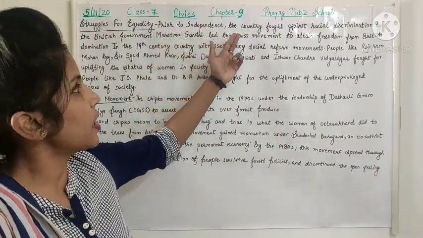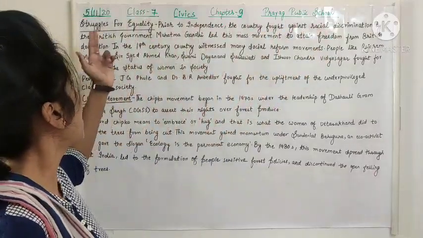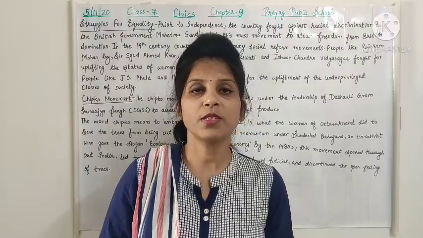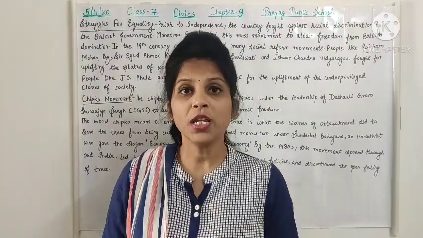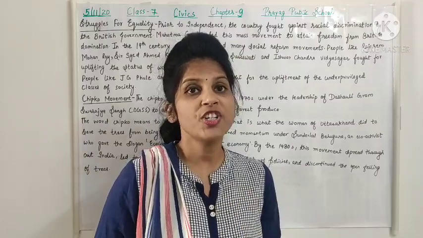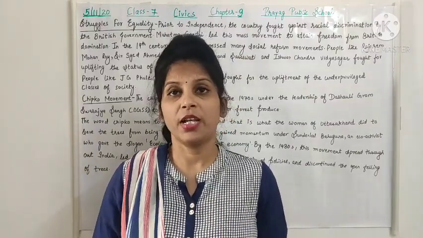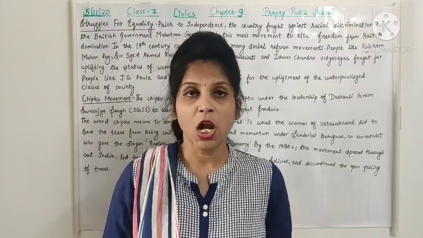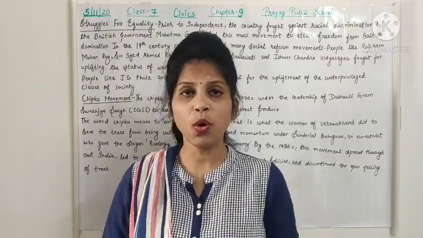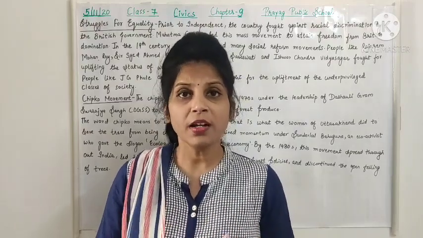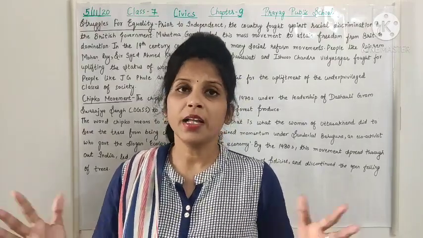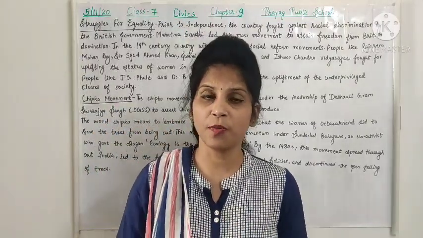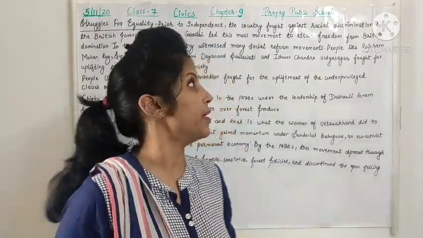Prior to independence, the country fought against racial discrimination by the British government, and as we all know, before independence, means before 1947, we faced a lot of racial discrimination. Racial means related to race. जैसे जो हिंदुस्तानी लोग थे उनको काले कहा जाता था and the foreigners were white, fair. So black and white का discrimination होता था regarding everything. So we also faced racial discrimination from the Britishers before the independence.